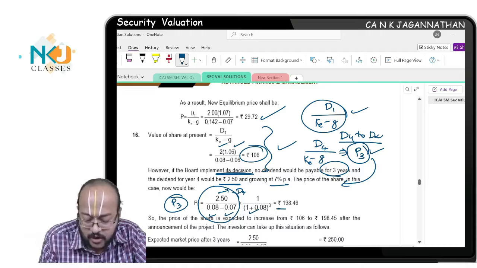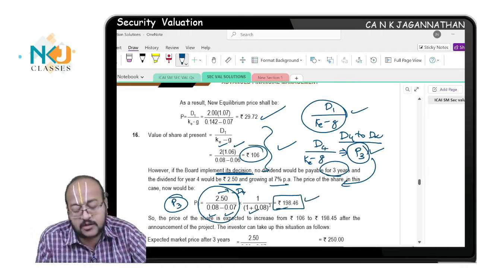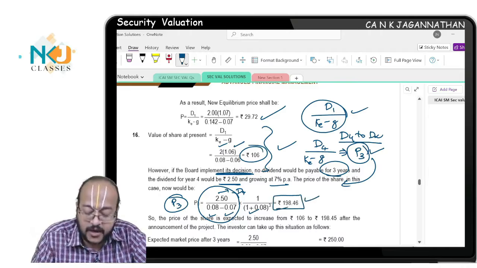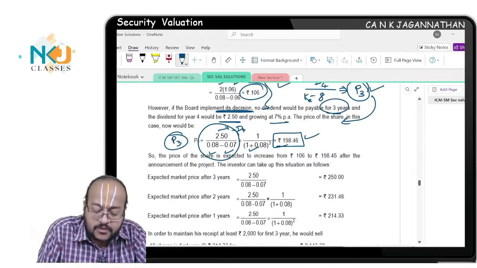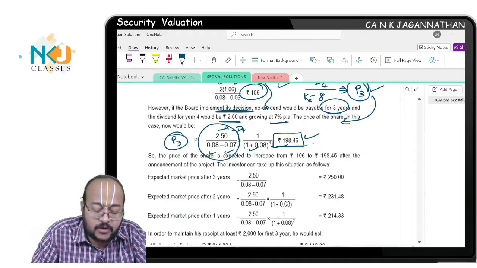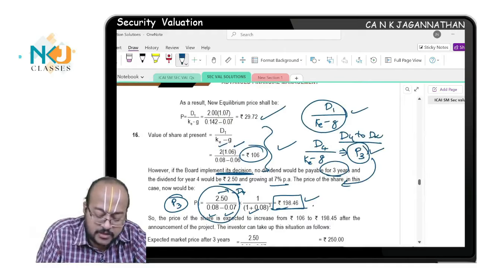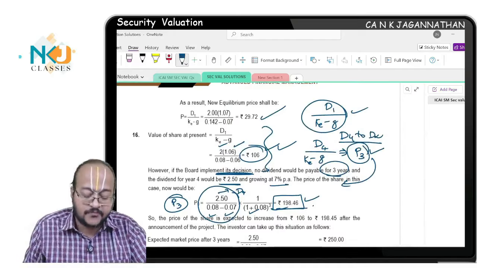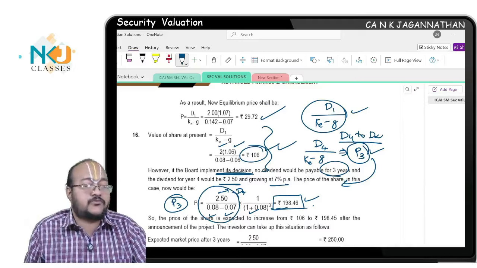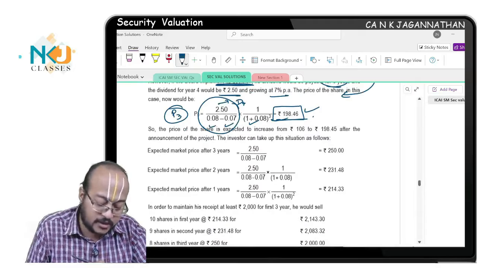How much is that? 198.46. Are you all understanding? You will get P0, the value per share, the fair value of the share today. This is 198.46. See, before undertaking the project the value was 106. After undertaking the project the value becomes 198 now, which means it is prudent to undertake the project.